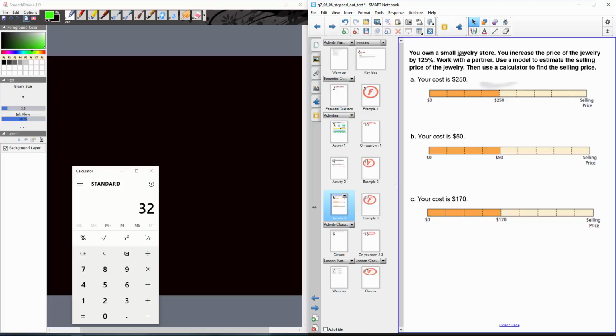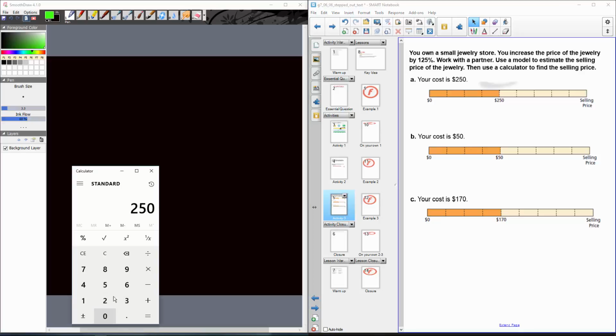So now it says I'm going to work with a small jewelry store, and you increase the price of the jewelry by 125%. So I have 250, and I'm going to increase it by 125. Now if you look at this, 1, 2, 3, 4, there's 4 of them, each is 25%, right? And I'm going to go up by 125 more. So this would be like 25, 50, 75, 100, 125. Let's figure out what each one of these blocks is equal to. So if I take, I think it's equal to 10, right?